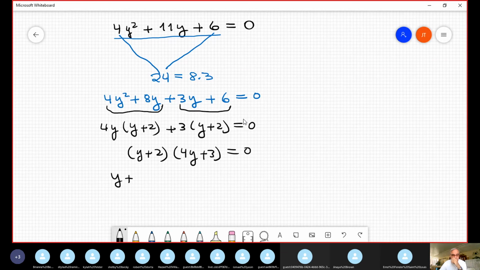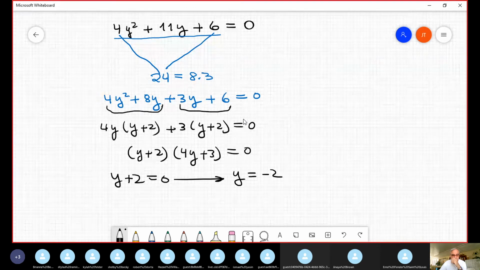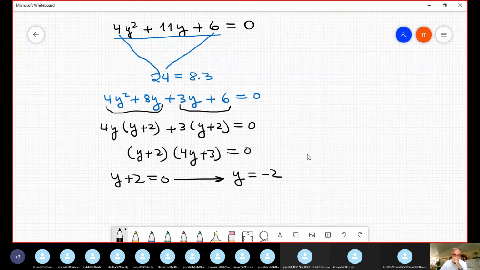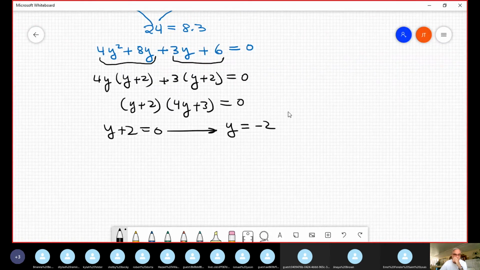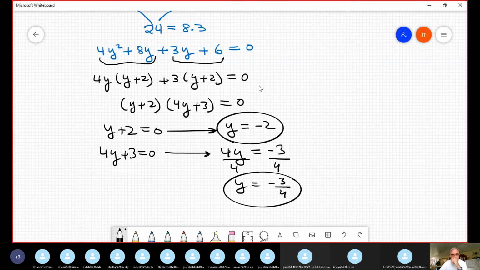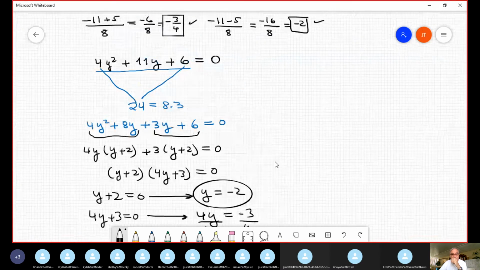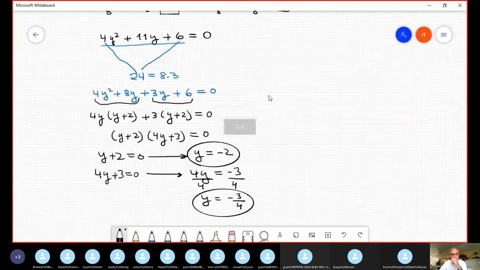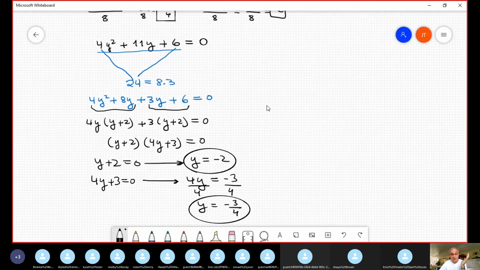I separate in two linear equations. The first linear equation is y equal negative 2, because I move 2 positive to the right hand side. The second is 4y plus 3 equal to 0. Easy, easy. 4y is equal negative 3, divided by 4. Y is equal to negative 3 over 4. It's the same solution we get by quadratic. I understand.